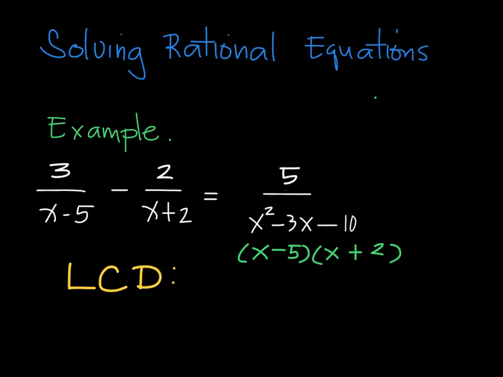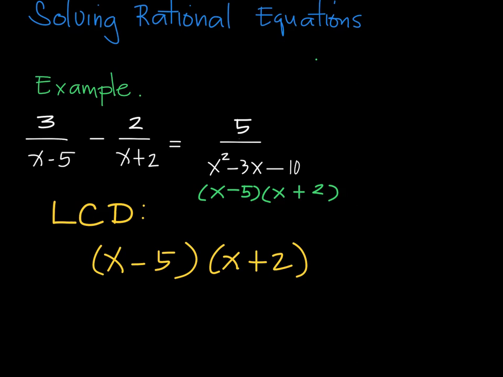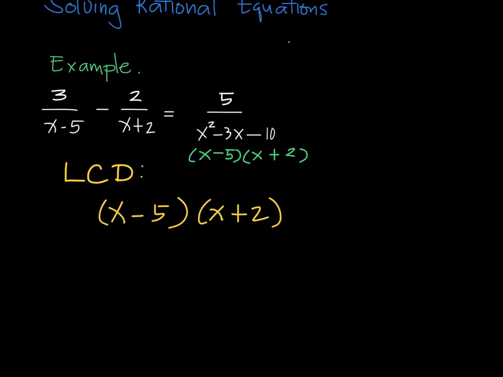So when we consider the LCD, the LCD here is x minus 5 times x plus 2, because it can cancel x minus 5, since you have a single x minus 5. It will also cancel x plus 2. And at the same time, it could cancel itself, so you can eliminate x squared minus 3x minus 10, because that's basically x minus 5 times x plus 2. The next step to solve this equation is to use that LCD.